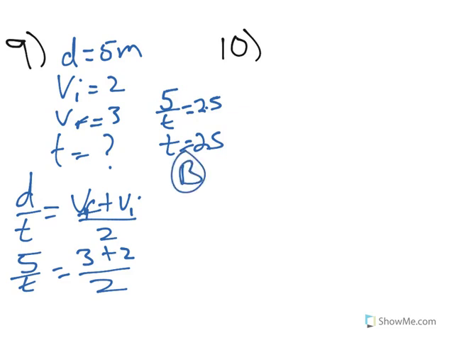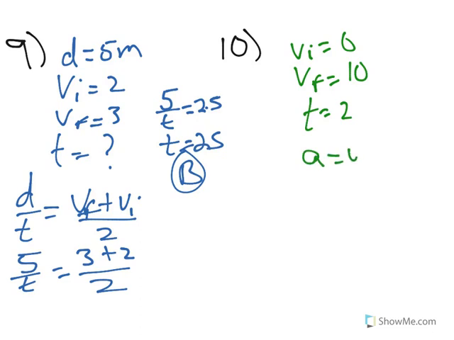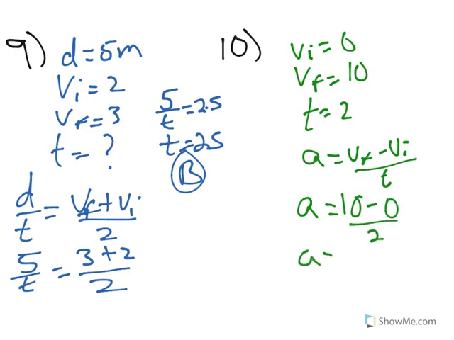Alright, number 10. A car accelerates uniformly from rest to a speed of 10 meters per second in 2 seconds. The acceleration of the car is, well, we know VI is equal to 0 and VF is equal to 10. So we know time is 2. So we should do A equals VF minus VI over T, and that should be 10 minus 0 over 2, and we should get A is equal to 5 meters per second squared, which is B. So number 10 should be B.